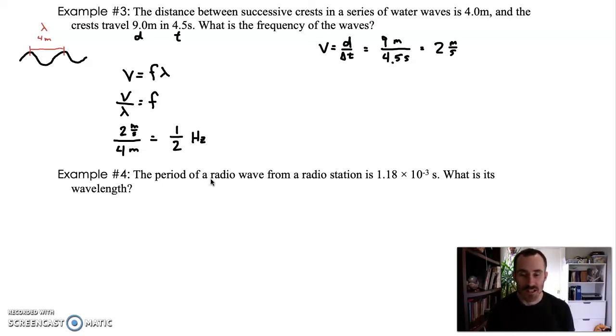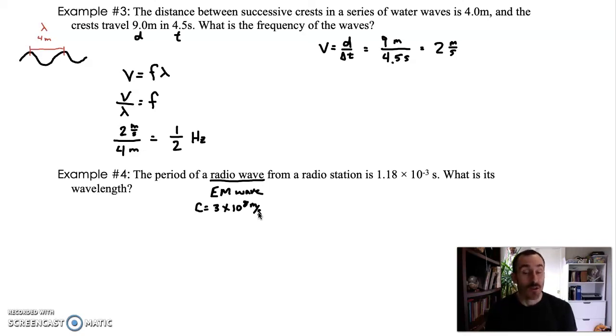So here it says that this is a radio wave. And a radio wave is an electromagnetic wave. And electromagnetic waves all travel at the same speed, the speed of light. The speed of light, or c, is 3 times 10 to the 8 meters per second. So it does tell us the speed of this wave, it just doesn't come out with it really clearly. So be careful about that.